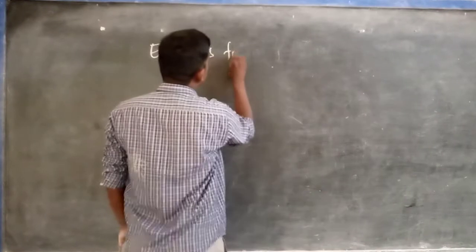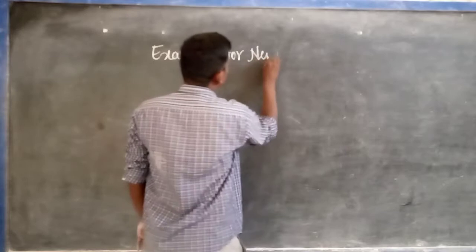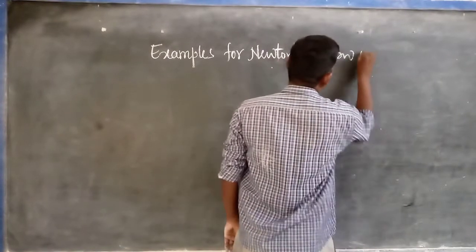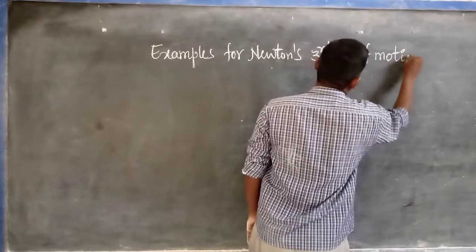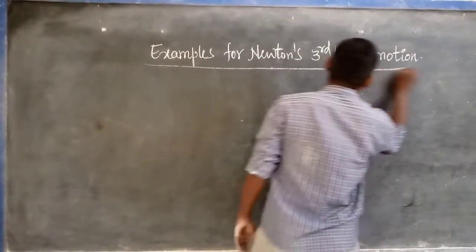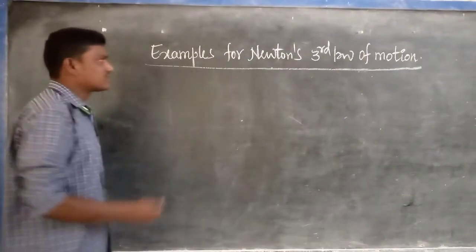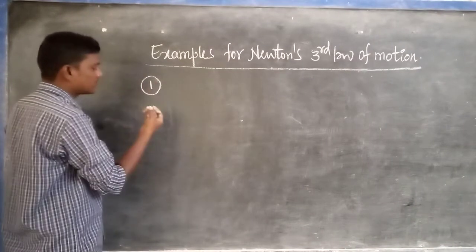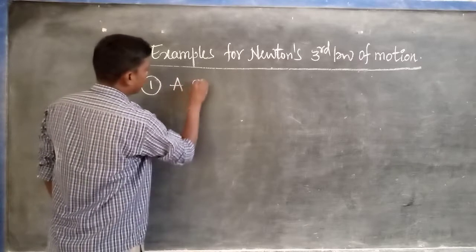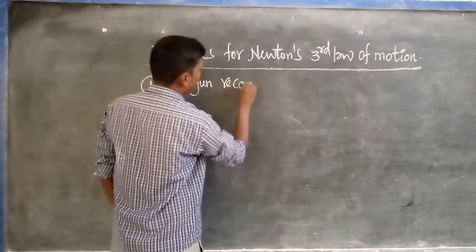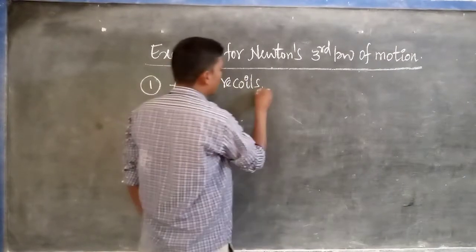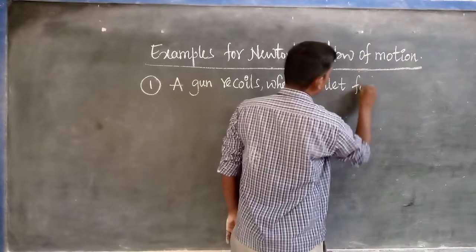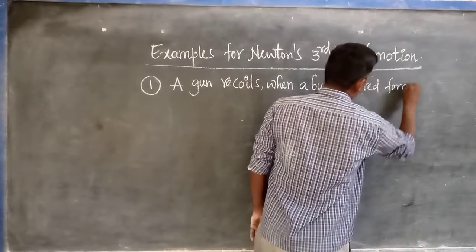Examples for Newton's third law of motion. A gun recoils when a bullet is fired from it.